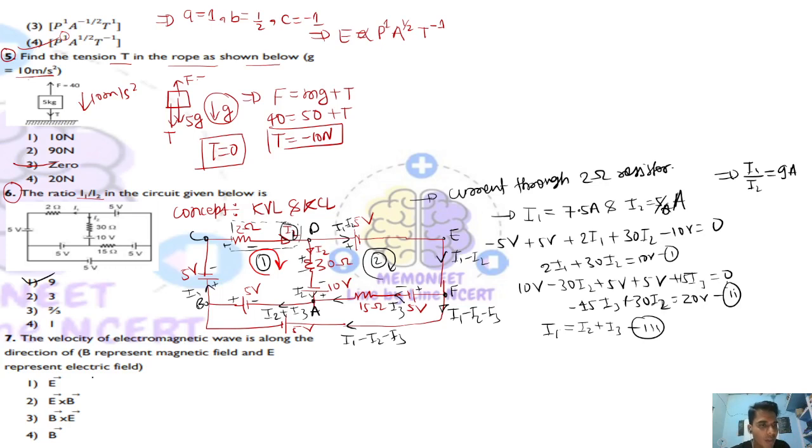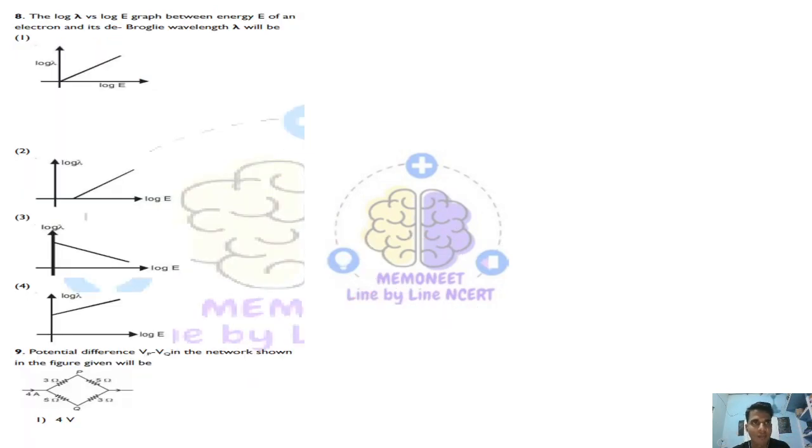Okay. Now moving to the next question. Here, the velocity of electromagnetic wave is along the direction. Okay, you know that the velocity of EM wave is in the direction of k vector, and k vector is given by E cross B vector. K vector is perpendicular to the electric field vector and the magnetic field vector. You can understand it by the vector product. So the simple answer to it is option number 2. It's a completely theory based question. No worries about that. Now moving to the next question.